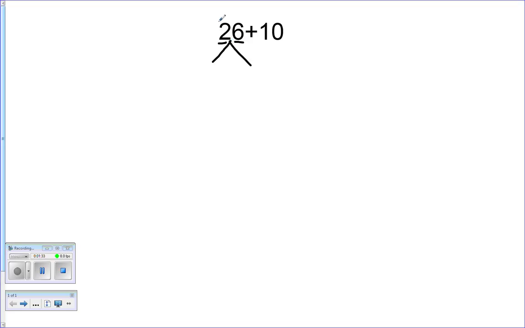I have two groups of 10 in the tens place. Two groups of 10 is the number 20. Okay, I have 6 groups of 1 in the ones place, so I know I'm just going to have the digit 6 to represent that.